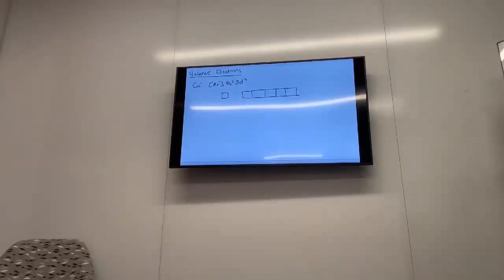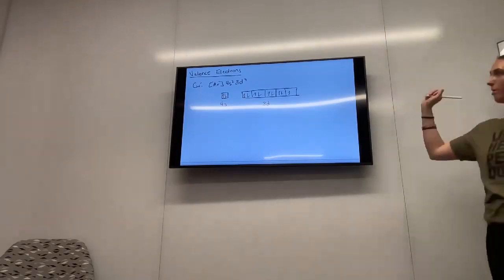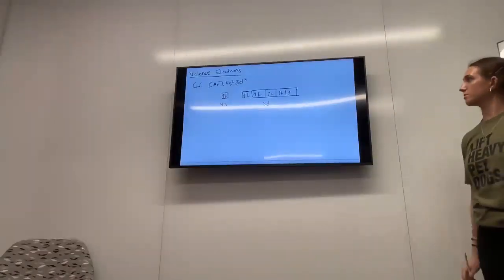Okay. How many electrons go in your 4S? 2. Okay, and how many go in your 3D? And then how many of those are going to be paired? How many of those are going to be unpaired? 4 pairs, just 1. Good. We're going to fill them up, all up arrows first, and then go back for the down arrows.